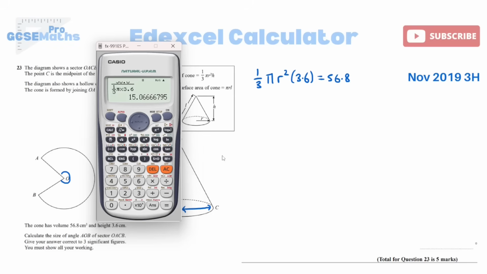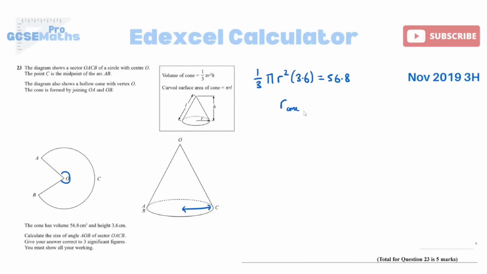That's obviously the radius squared, so now square root my answer. Keep all the decimals where you can. This is the radius of the cone, 3.88... So the radius of the cone, I'm just going to label it so we remember what it is, 3.88, roughly.